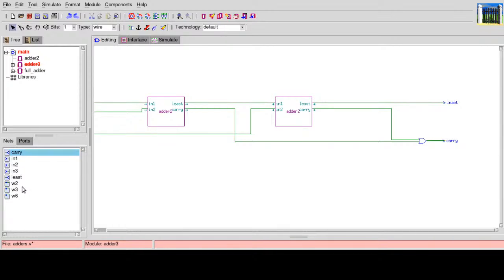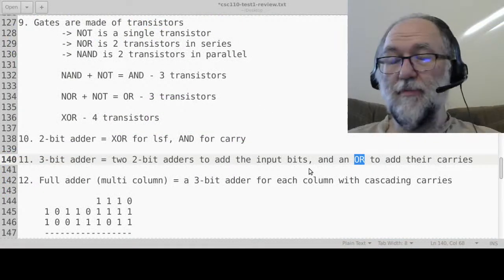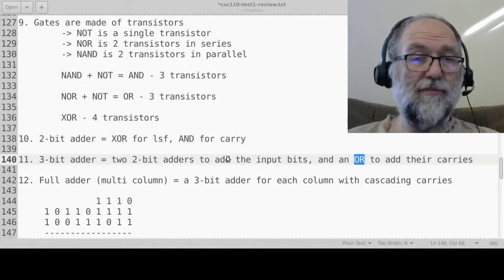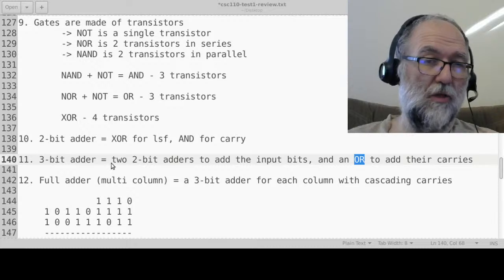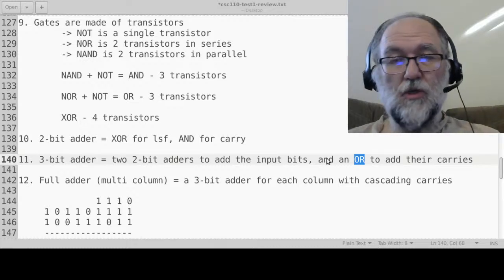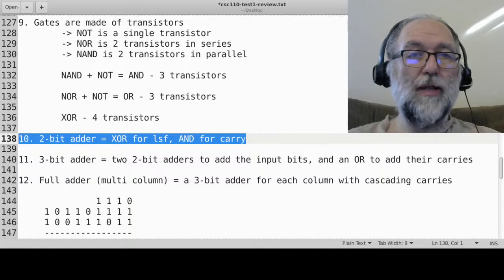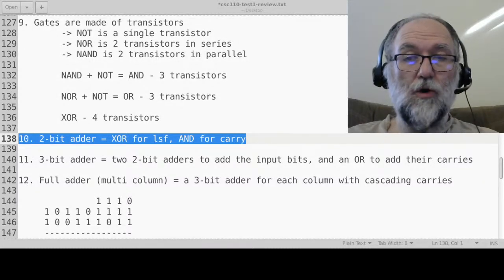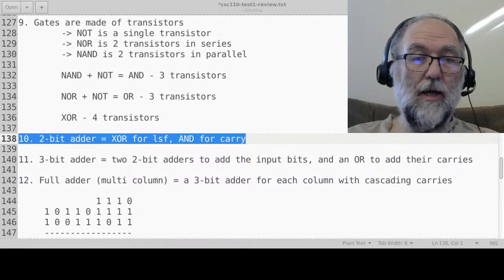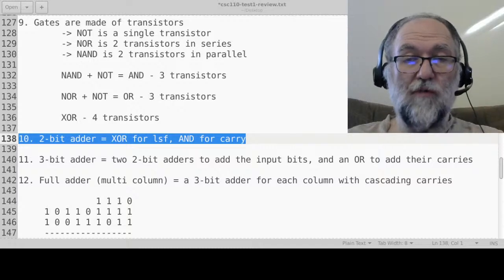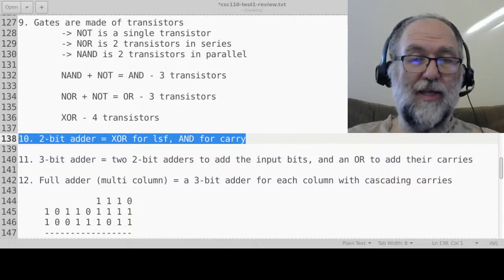I agree, that's kind of a really hard concept to get in your mind, but like I said, for the test, it's just sufficient for you to know that a 3-bit adder is a 2-bit adder plus an OR gate for the carries. Okay, and then how do you do the 2-bit adder? Well, the 2-bit adder, I kind of showed you that already. The 2-bit adder is basically just an exclusive OR for the least significant figure and an AND for the carry.